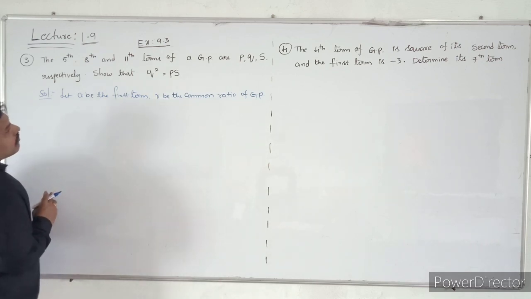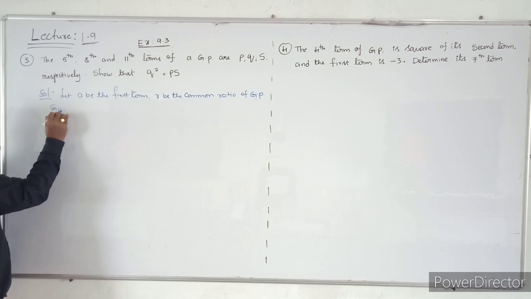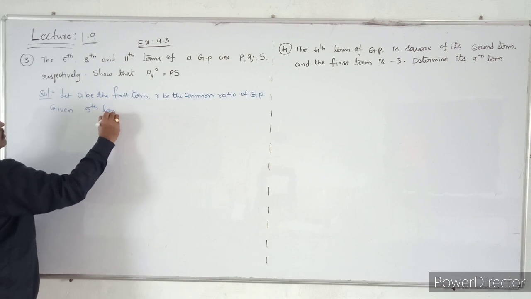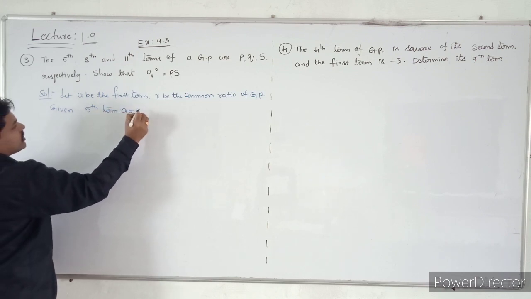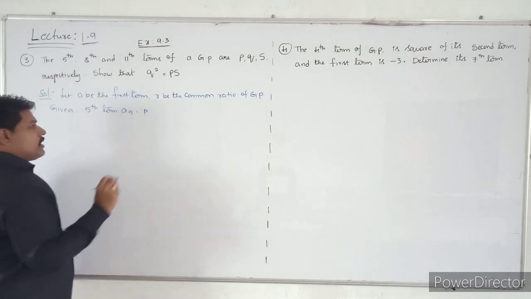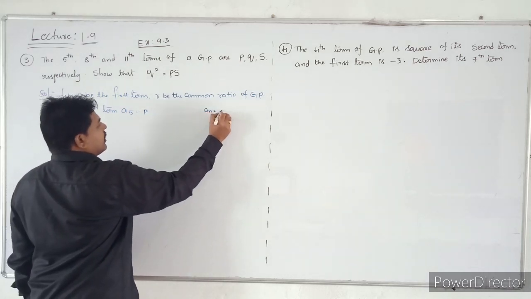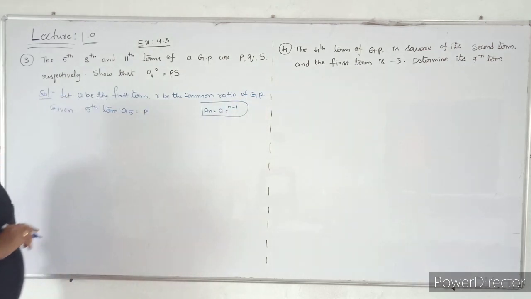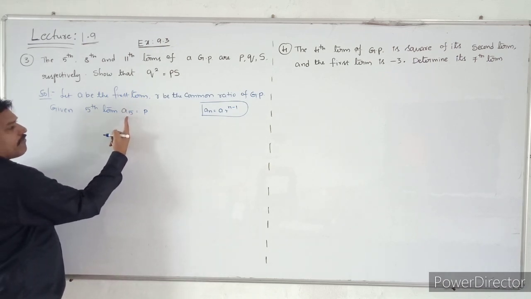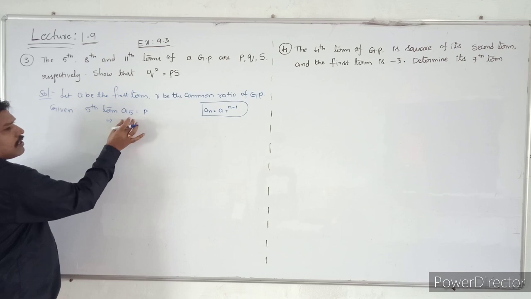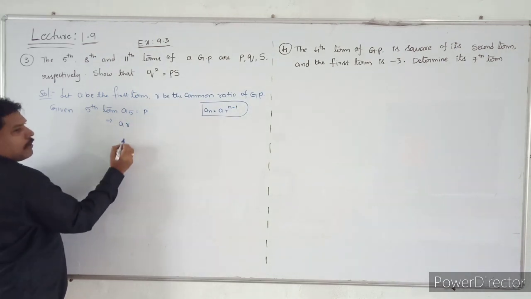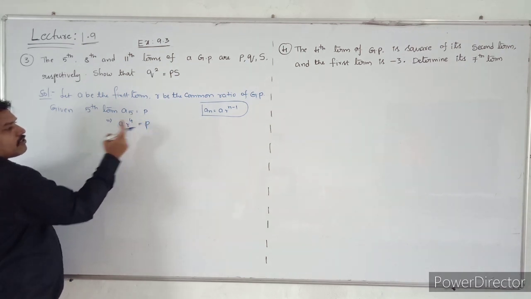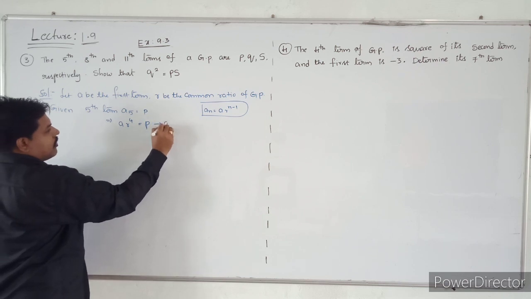So in the question what have they given? Some conditions. Given the 5th term, that is A5, equal to P. We already know the formula: AN is equal to A into R power N minus 1. So the 5th term A5 is equal to P, meaning A into R power 4 is equal to P, since 5 minus 1 is 4. Take this as equation number 1.